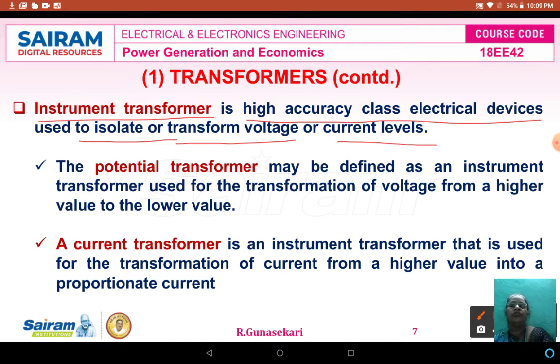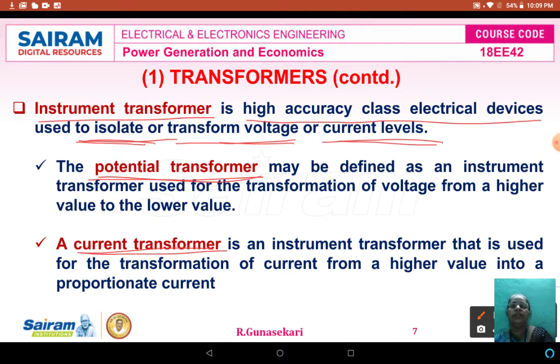If the instrument transformer is used for isolation purposes, it is called an isolation transformer. Suppose the instrument transformer is used to transform voltage level, it is called the potential transformer. If the instrument transformer is used to transform current levels, it is called the current transformer. So the subdivisions of the instrument transformer are isolation transformer, potential transformer, and current transformer, based on the usage.